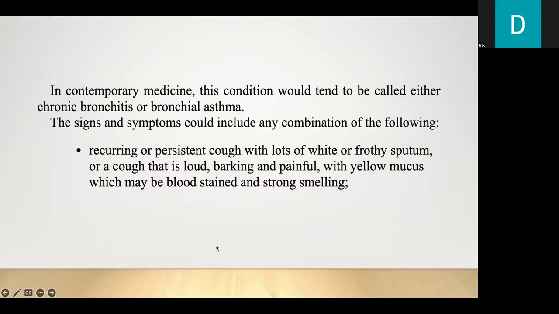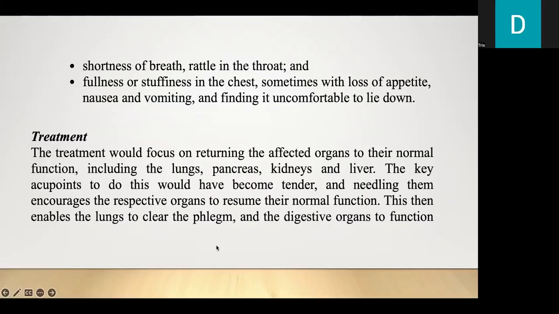In contemporary medicine, this condition will tend to be called either chronic bronchitis or bronchial asthma. The signs and symptoms could include any combination of the following: recurring or persistent cough with lots of white or frothy sputum, or a cough that is loud, barking, and painful, with yellow mucus, which may be blood-stained and strong smelling; shortness of breath, rattle in the throat, and fullness or stuffiness in the chest, sometimes with loss of appetite, nausea, and vomiting, and finding it uncomfortable to lie down.